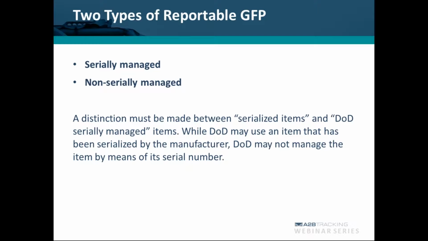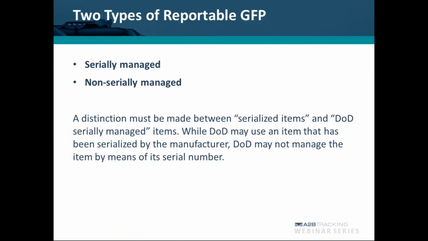A serialized item is an item that DoD may use to control different items within the registry. And even though an item may have been serialized by a manufacturer, DoD may not manage that item by means of its serial number. But the DoD, it's the government who determines it. And how do they do that? They do this by identifying it within your contract under the Government Furnished Property Schedule attachment.